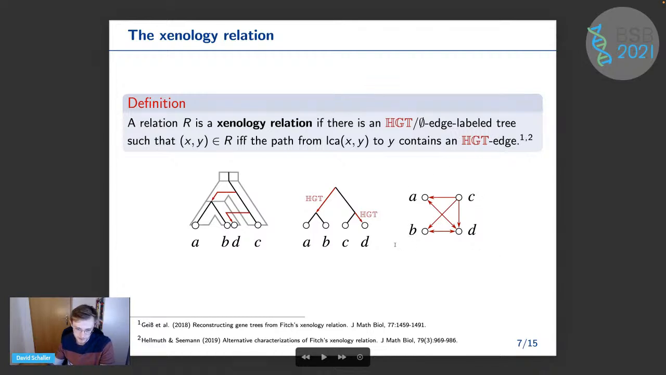So let's look at some example. For example, the ordered pair A, C, then we have to look for their last common ancestor, which is here, and consider the path to C. So there's no transfer here, and therefore this edge from A to C is missing. In contrast, if we look at the pair C, A, then we have again to look for their last common ancestor and the path to A, and there is a transfer here now. So the edge from C to A is present.